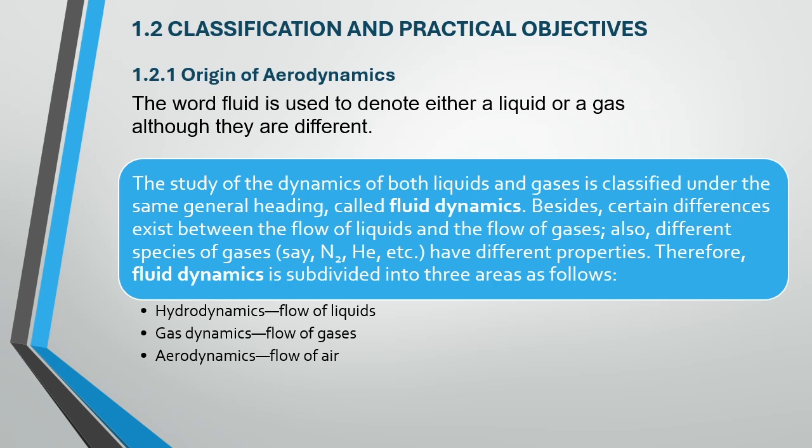The word fluid is used to denote either a liquid or gas, although they are different. So the study of the dynamics of both liquids and gases is classified under the same general heading called fluid dynamics. Besides, certain differences exist between the flow of liquids and the flow of gases. Also, different species of gases, like hydrogen and nitrogen, have different properties. Therefore, fluid dynamics is subdivided into 3 areas as follows.